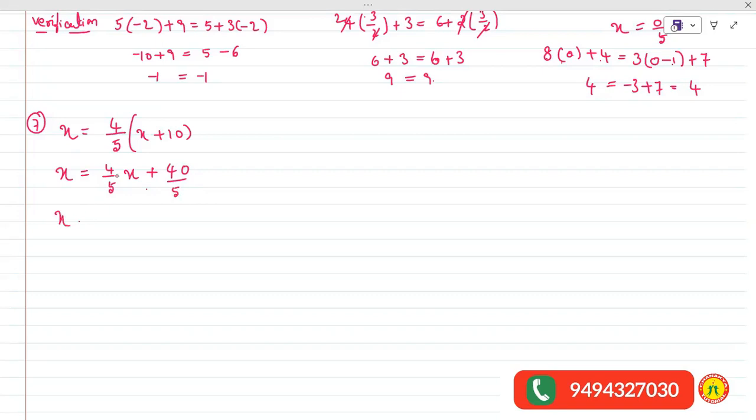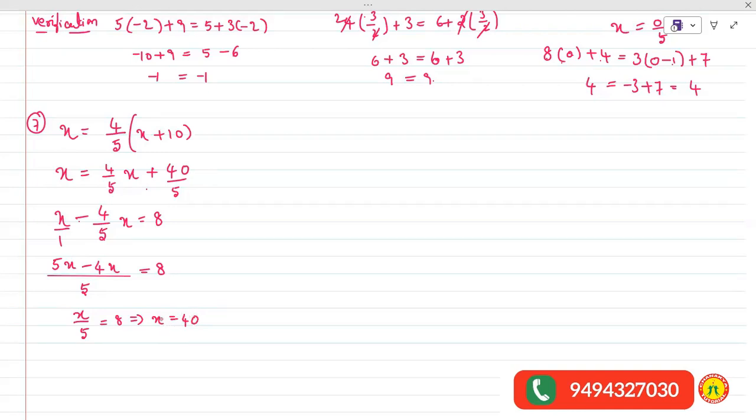Then x equals 4 by 5 x plus 8, so we transpose the variable terms to one side: x minus 4 by 5 x is equal to 8. How do we get this? x by 1 minus 4 by 5 of x. LCM means what? The 5. So 1 5 is 5, 5 into x is 5x, minus 5 1 is 5, 1 4 is 4x. Is it right? Yes, sir, equal to 8. 5x minus 4x is 1x. x by 5 equals 8. Now what is the x value? 8 into 5, 40. Yes.